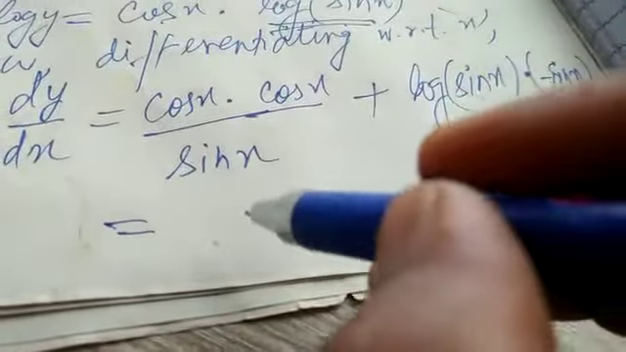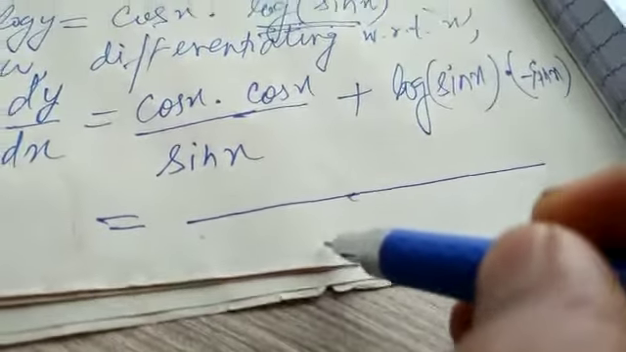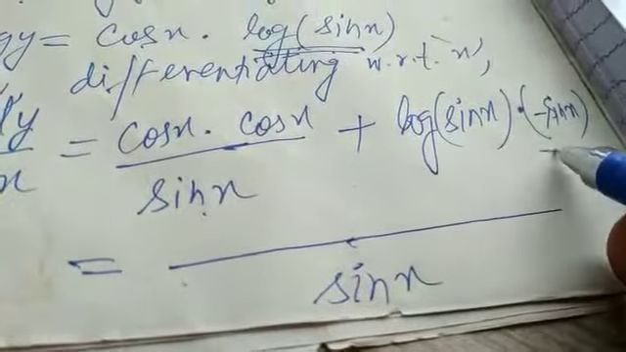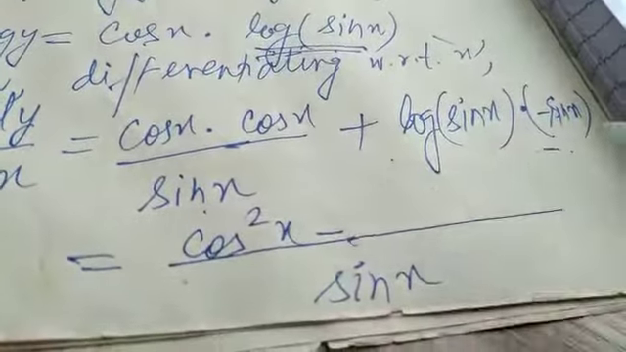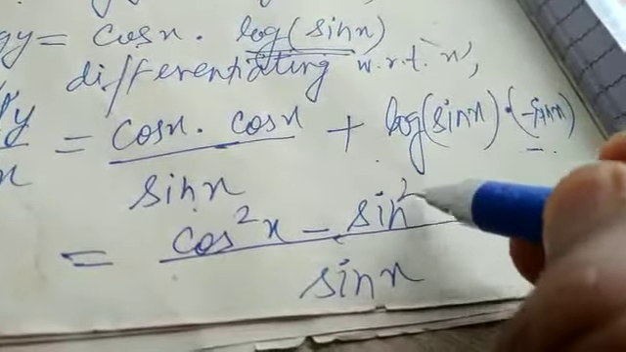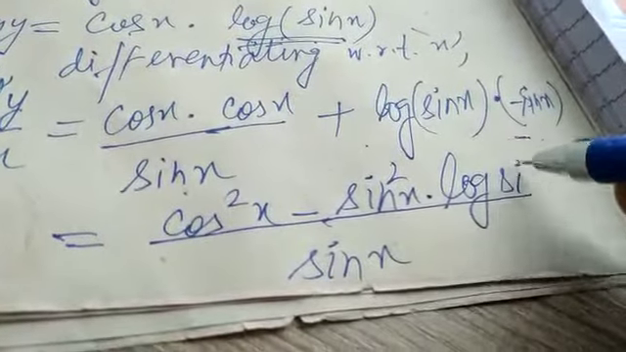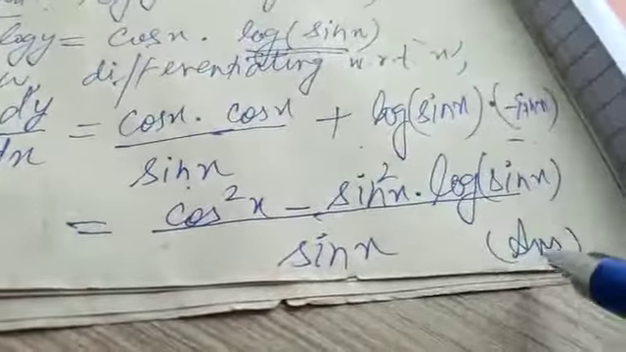If you want to jot it down in a proper way, we can write it like this. Sin x can be brought down common, and here we can multiply sin x, and this minus sin x can be written first. So this is cos square x minus sin square x into log sin x. This is your final answer. No, sorry, it is not the final answer. Still this y we have to transfer.